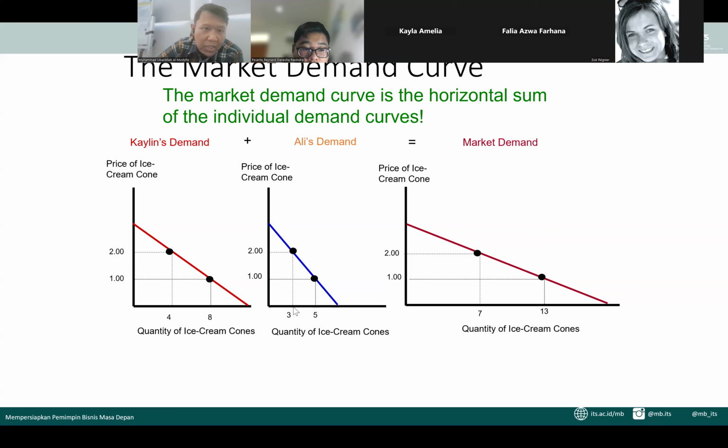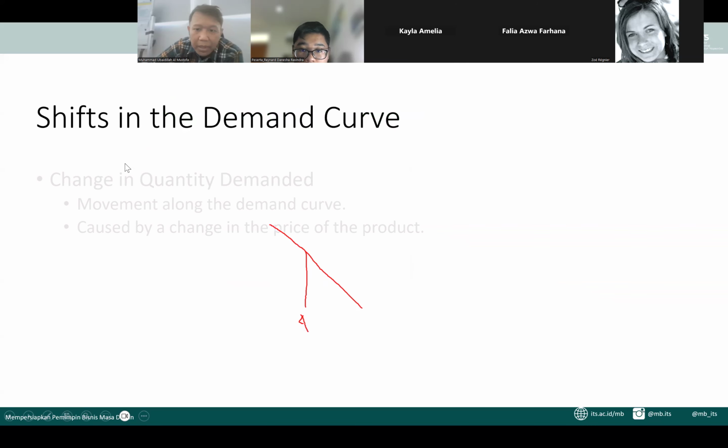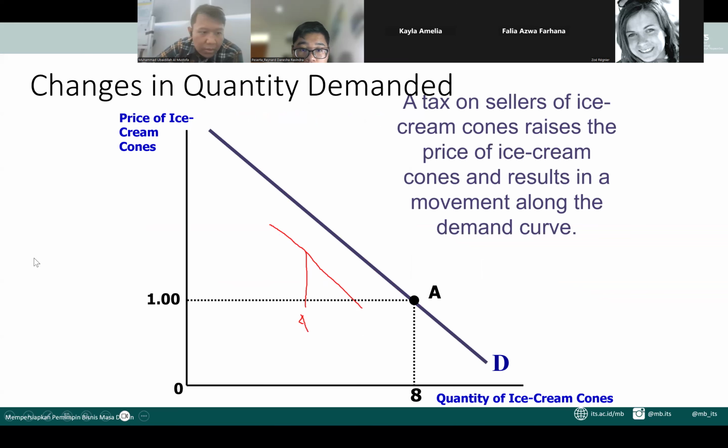Let's say that Ali has changed his willingness and ability. Now for $2, he can buy, let's say, 4. Now he demands 4. So when we have this kind of change, this will result in a movement along the curve. Okay, let's try to look at this.